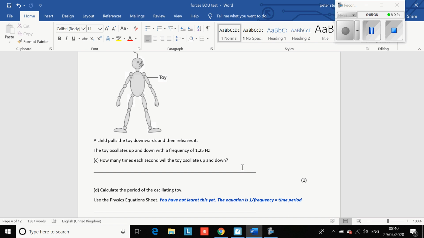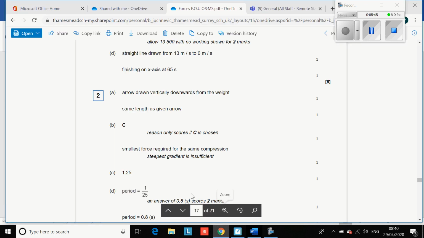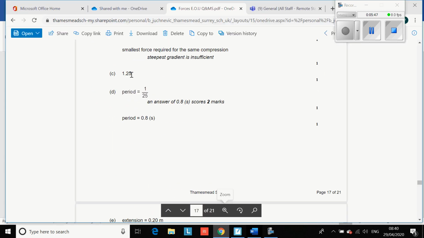So it's basically one oscillation every second is 1 hertz. So you should be able to figure that out by simple process of elimination, it'd be 1.25.